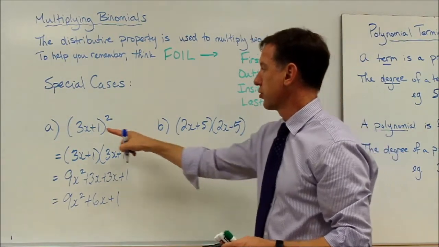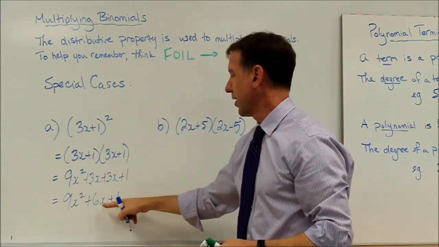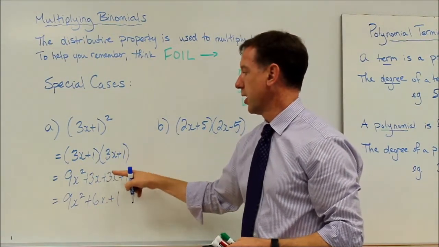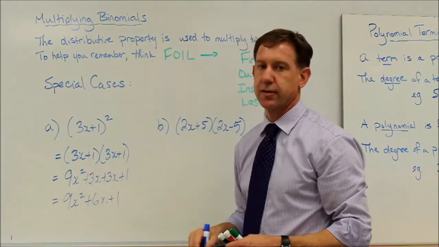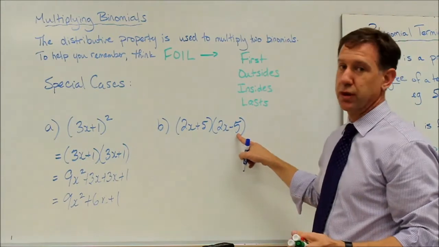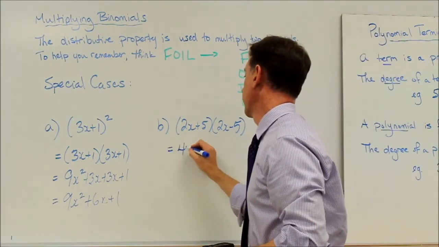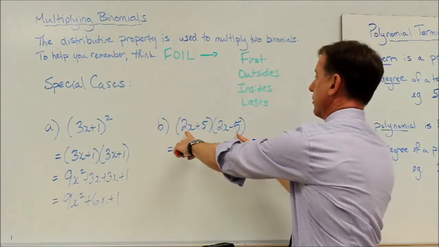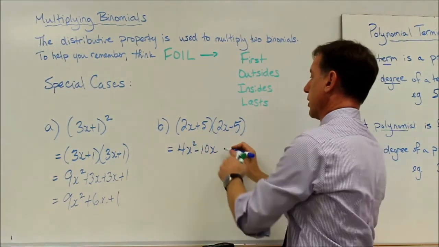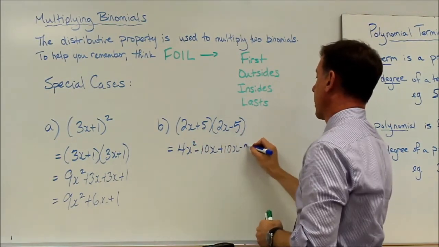A lot of people try and square the first part to get 9x squared and square the last part, but then they forget about the middle part here. So be safe, write it out twice, and come up with that middle term of 6x in the middle. Over here, no tricks really, just multiplying the two brackets together. So first times first again, 4x squared, outsides, minus 10x, insides, plus 10x, and last, minus 25.